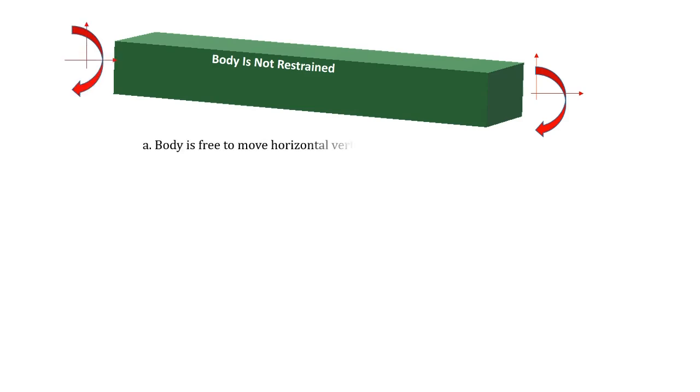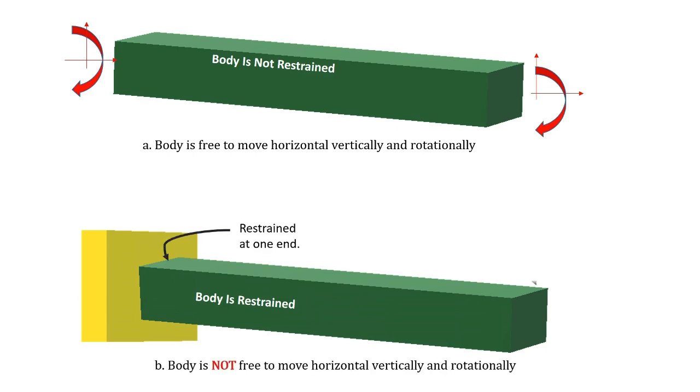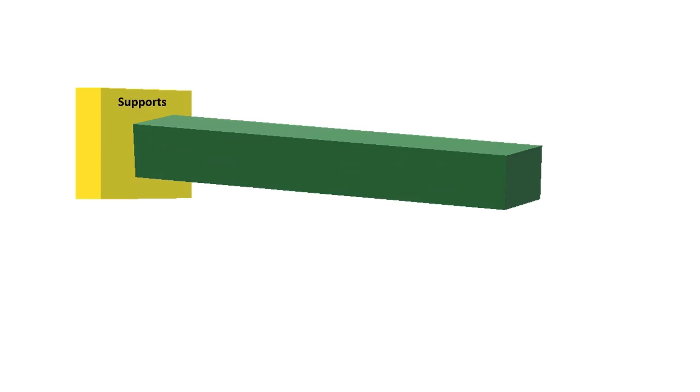Consider this green body. It is not restrained in any way, meaning it is free to move horizontally, vertically, and rotationally. Now, let's consider that one end of this body is restrained or attached to a wall. In this case, we can say the body is fixed at one end, preventing any movement horizontally, vertically, or rotationally at that end. So, to restrain a particular end, we need to connect to a member.